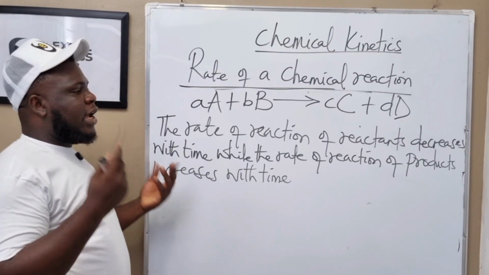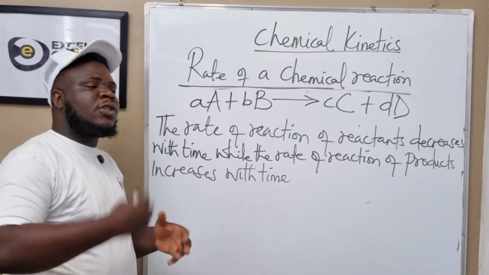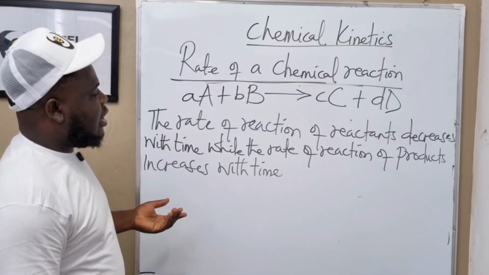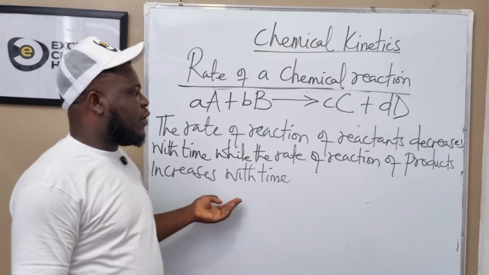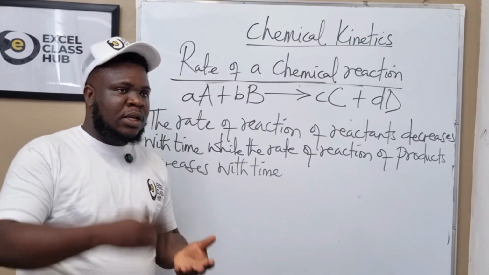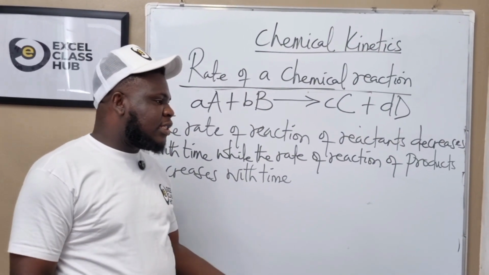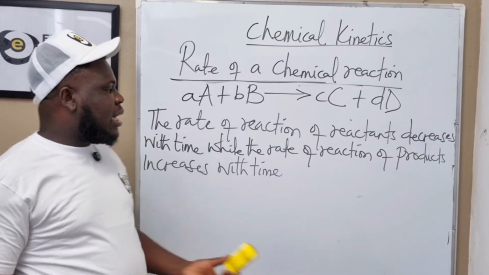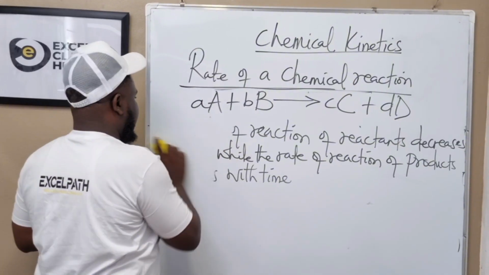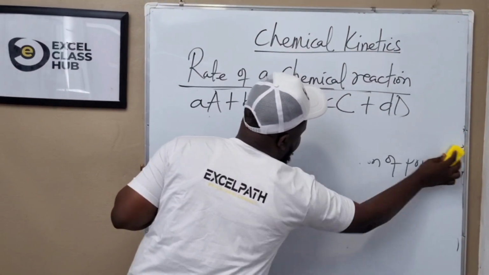Now, why is it like that? It is like that because during a chemical reaction, reactants are continually used up for the formation of products. So that brings about the fact that the rate of reaction of reactant begins to decrease, while that of the product begins to what? Increase. But this particular statement in exams, for example, is usually represented in the form of a curve.